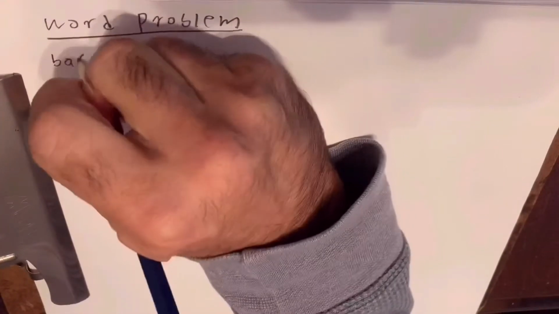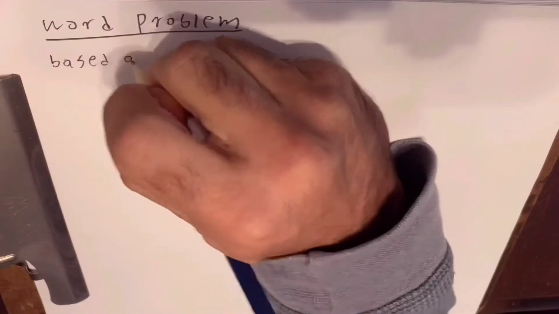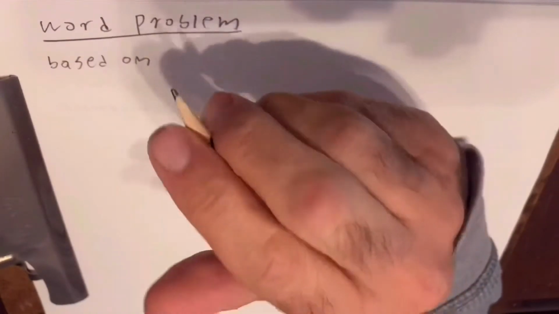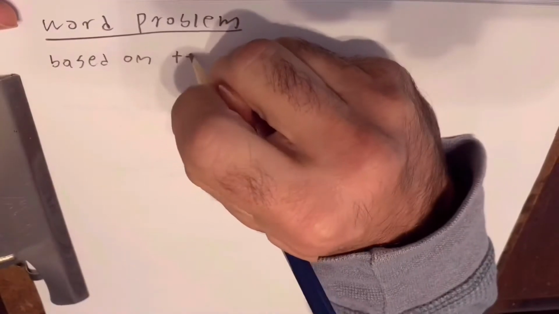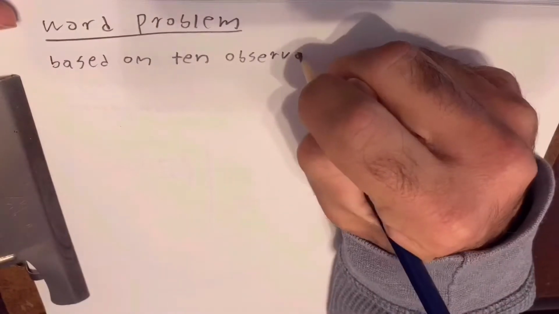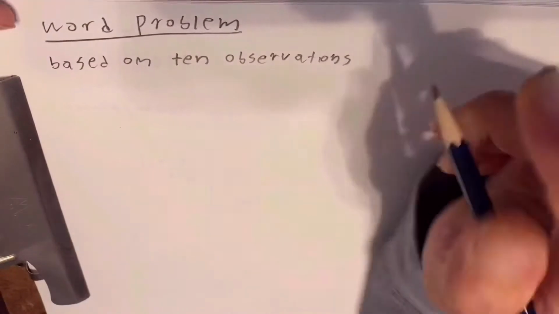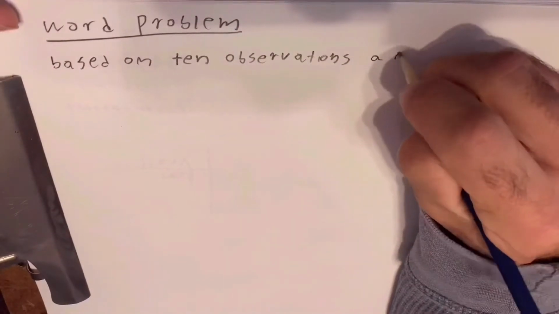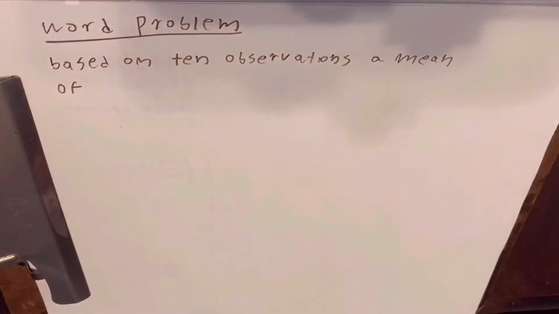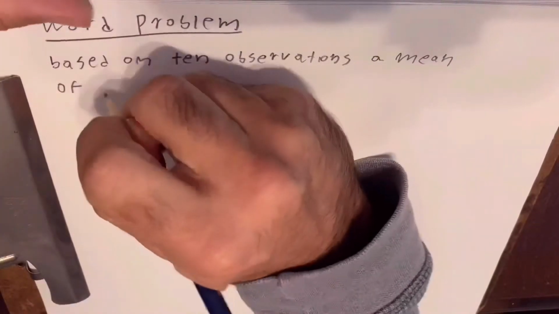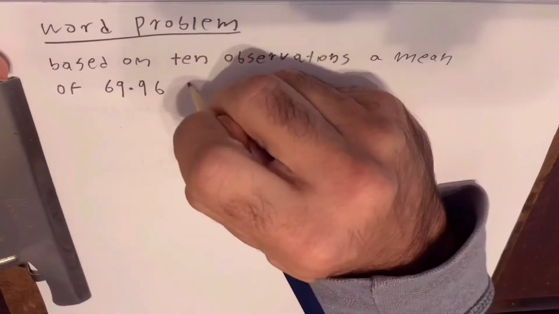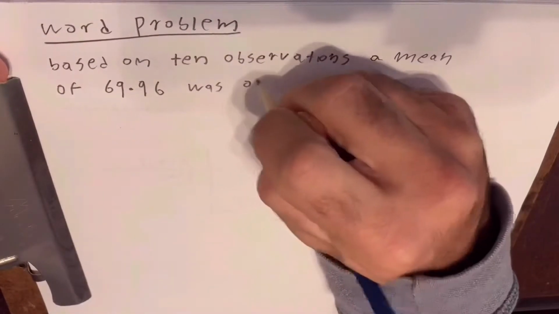based on, and it'll say a certain number of observations. So let's just say based on 10 observations, a mean of, and it's going to give you some kind of a number. I'll pick a number just off the top of my head. How about 69.96 was observed.